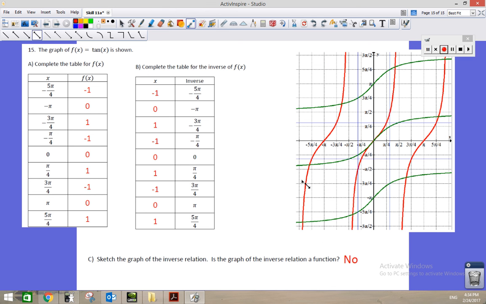Now, I did not have you actually sketch out the tangent, but you could. I just thought that people might find it a little bit difficult because if we start with the basic tangent curve, we've got all these vertical asymptotes. It's undefined at odd multiples of pi over 2. So my graph never touches. The red lines get closer and closer and closer, but they never touch these vertical asymptotes.